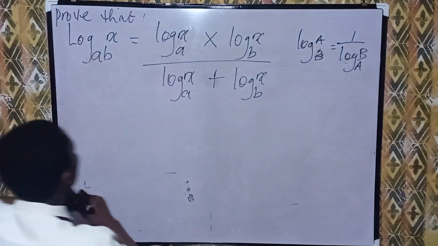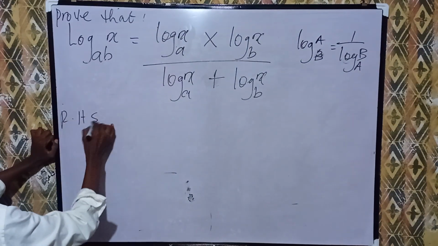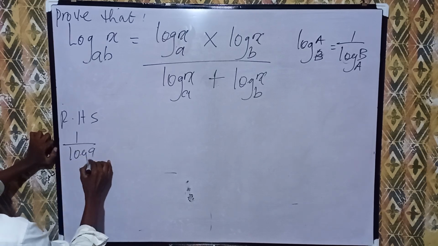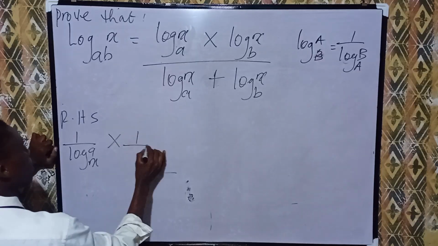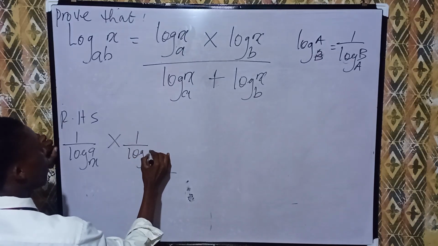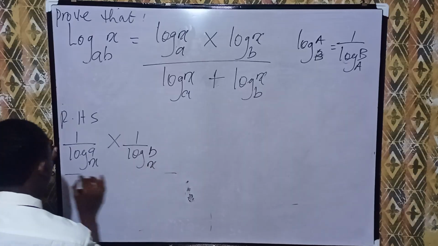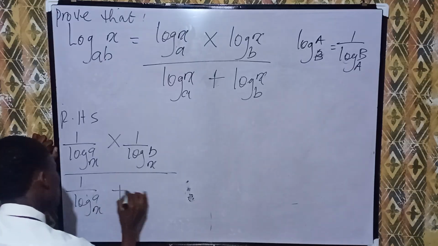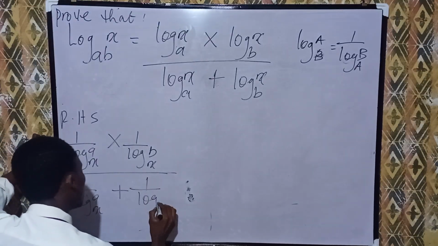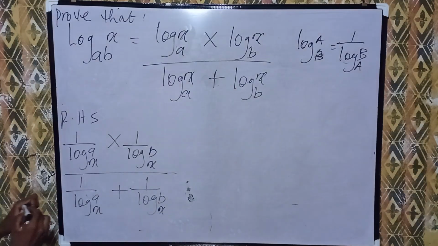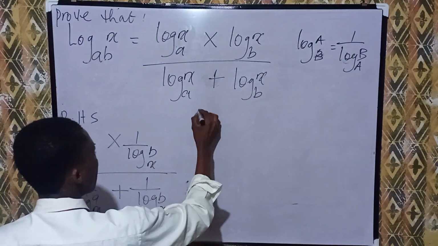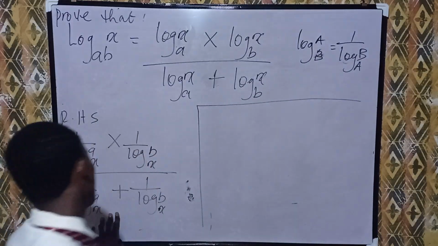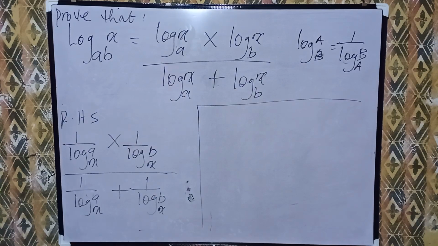If we have log x base a, from the right hand side, we are having 1 upon log a base x times 1 upon log b base x, all divided by 1 upon log a base x plus 1 upon log b base x. All right, what next is to find the LCM. The denominator, we have to find the LCM here in this denominator.